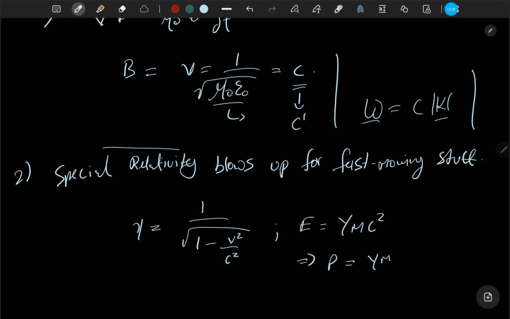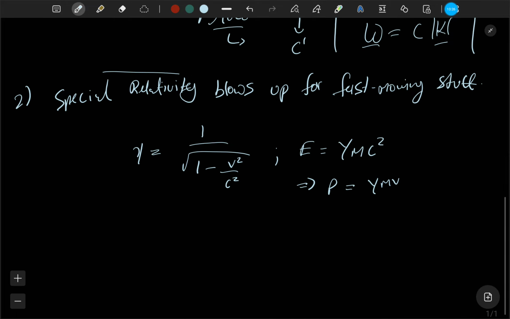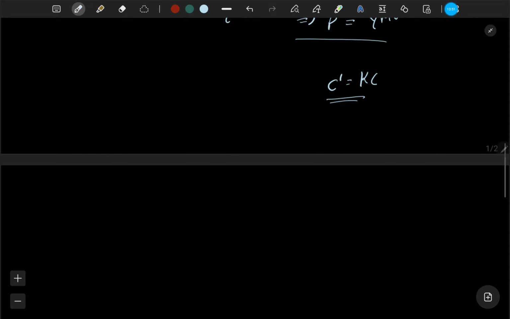So now imagine you already have particles moving at some speed v, close to the old speed of light, okay? Then after the change, the new limit is c dash, which is kc, and there's a problem here. Let's go to the next page.